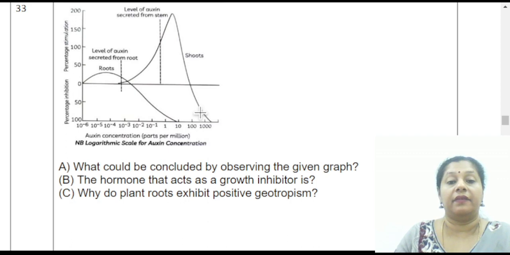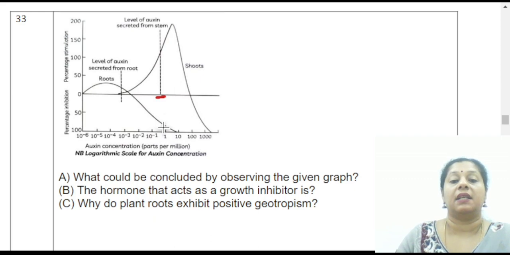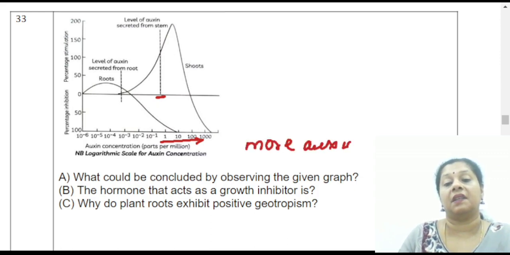Here you can see a graph. Percentage of inhibition and percentage of stimulation are given. Here auxin concentration is shown. When auxin concentration is increased, initially growth goes up, then it goes down. Auxin is secreted from the stem. Shoot elongation and root elongation are shown. So what could be concluded by observing the given graph? We know that this is the auxin secretion. So more auxin secretion is required for shoot growth than for the root.